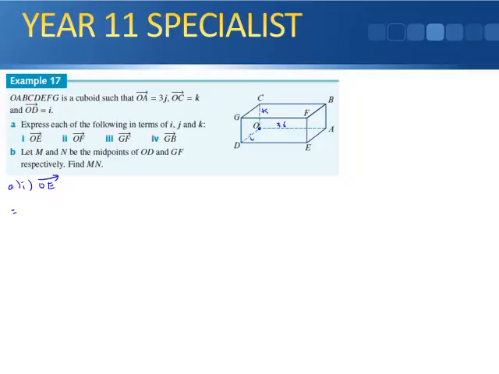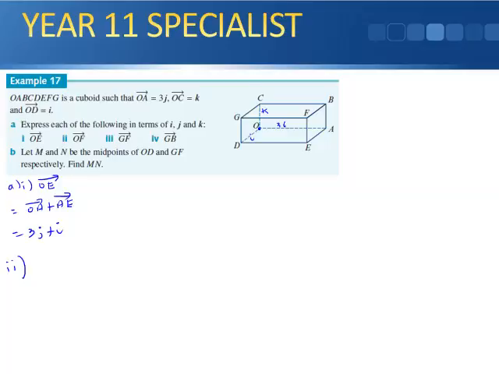O to E is O to A plus A to E. O to A is 3j. A to E is i. So we've got that one.